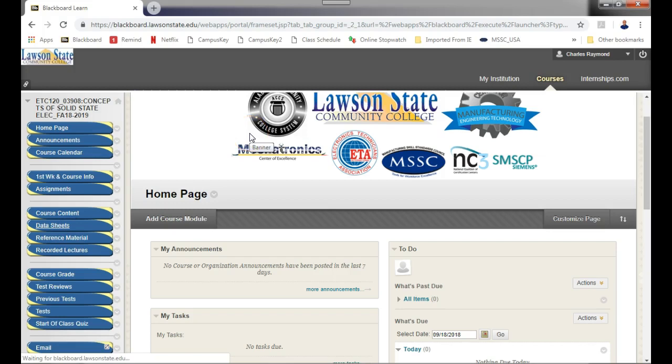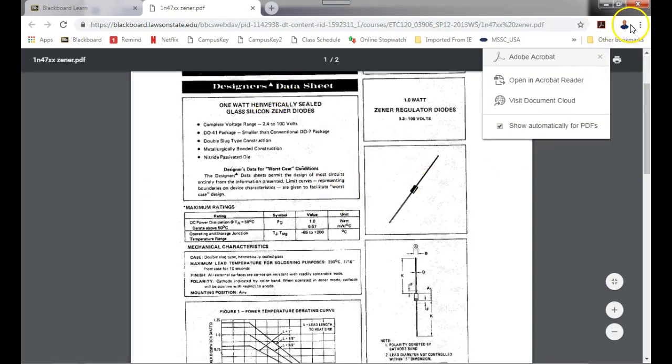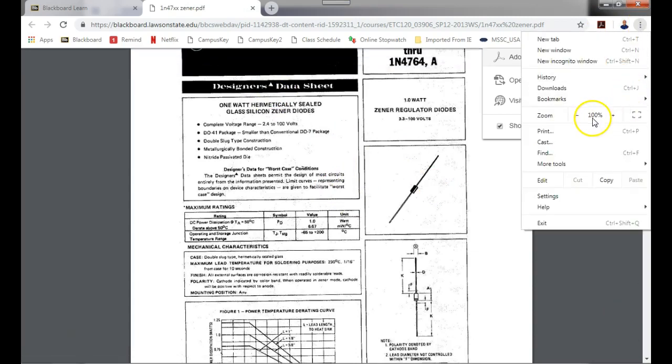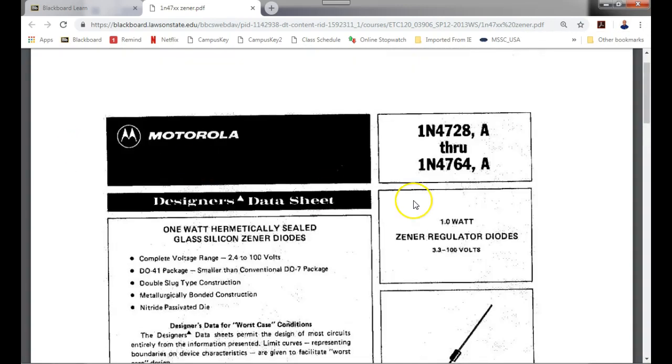We use data sheets so much, so you've got a data sheet in front of you. This is the 4700 series of Zeners. These all go from 4728 all the way to 4764. These are 1 watt Zeners. There's your Zener power right there that we calculate out of max. This is what varies with the regulator, your Zener voltage.